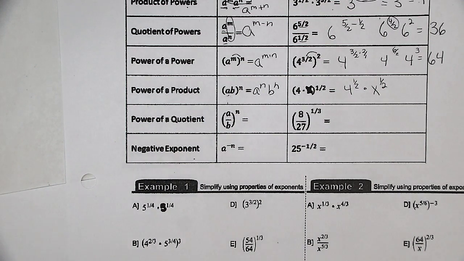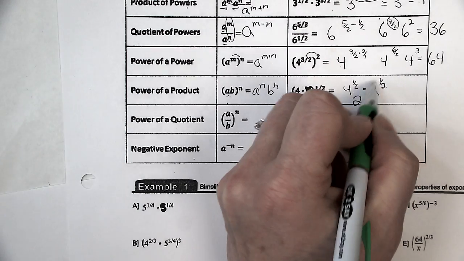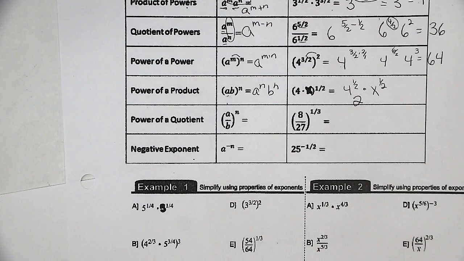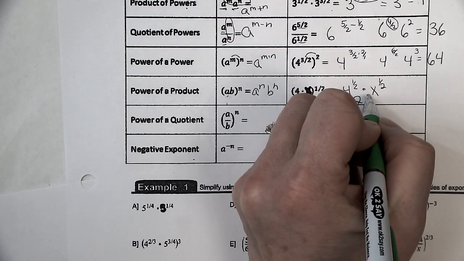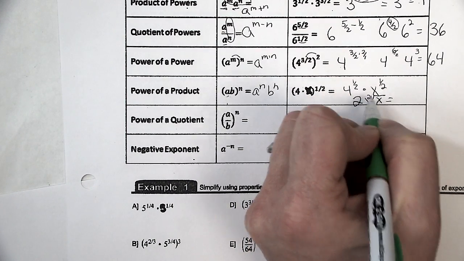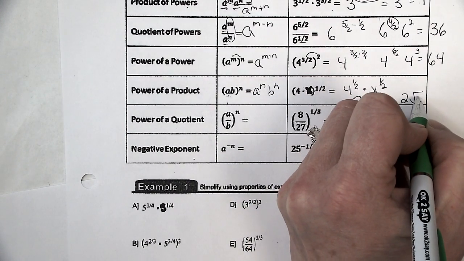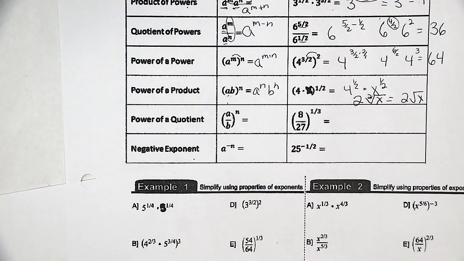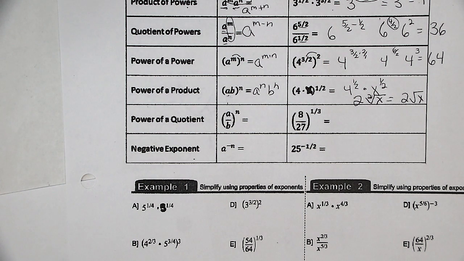So I need to put it in radical form. So what's the answer? The square root of x. Now remember, we usually don't put that 2 there, so the actual answer is this. And you do not need anything next to the 2 indicating multiplication, because a radical symbol is just like a parenthesis. It means multiply. So the final answer is right here, 2 square root of x.